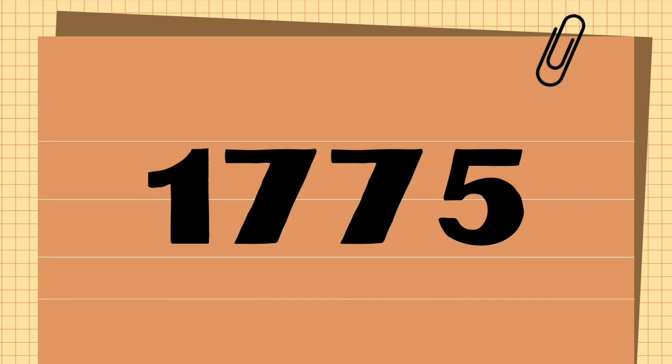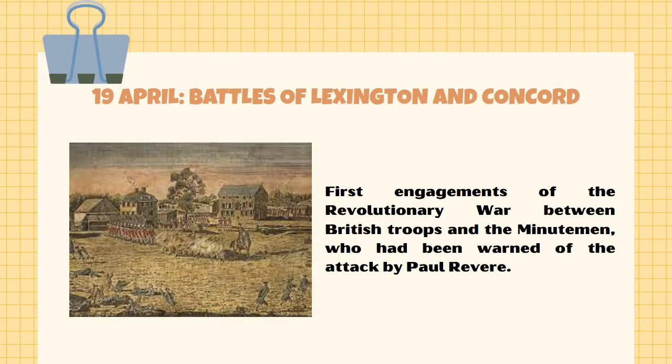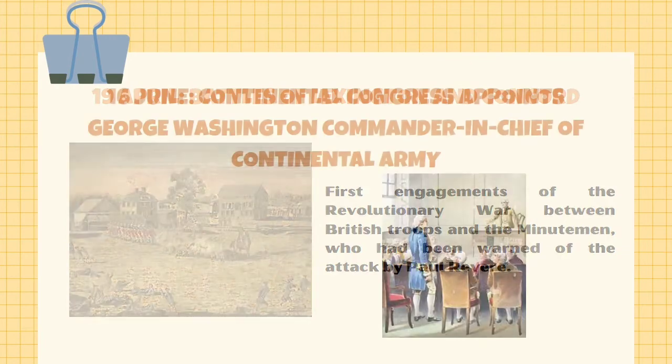And now we will move forward to the year 1775. In April 19, battles of Lexington and Concord. On April 19, 1775, British and American soldiers exchanged fire in the Massachusetts towns of Lexington and Concord. At the North Bridge in Concord, the British were confronted again, this time by 300 to 400 armed colonists, and were forced to march back to Boston with the Americans firing on them all the way.